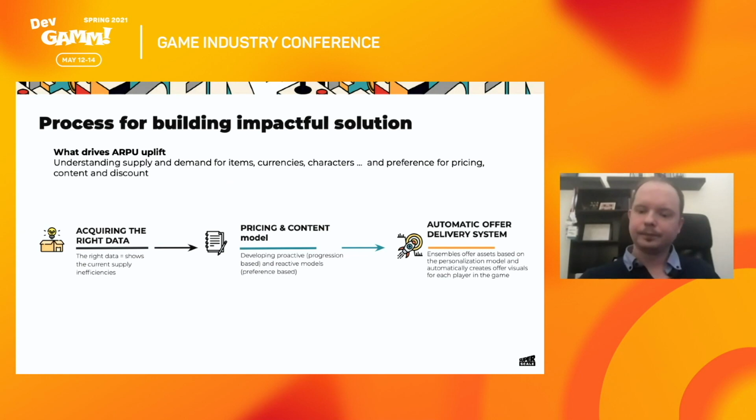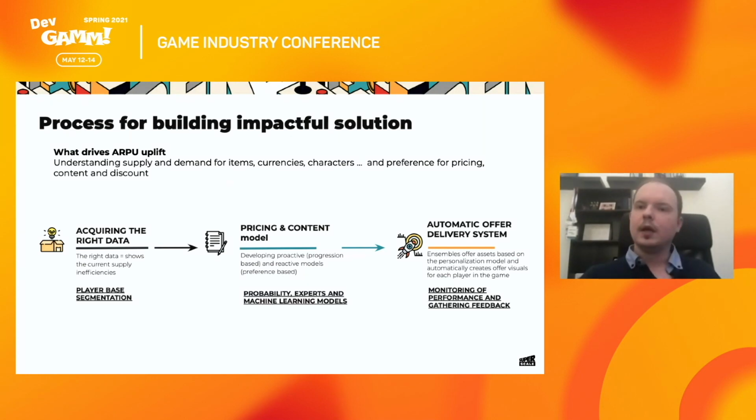In terms of data science, right data means understanding the segments through segmentation of the player base. In terms of modeling, pricing, and content, we have probability, expert modeling, and machine learning models. And the automatic offer delivery system automatically delivers the offers, but also monitors the performance and gathers feedback from players.